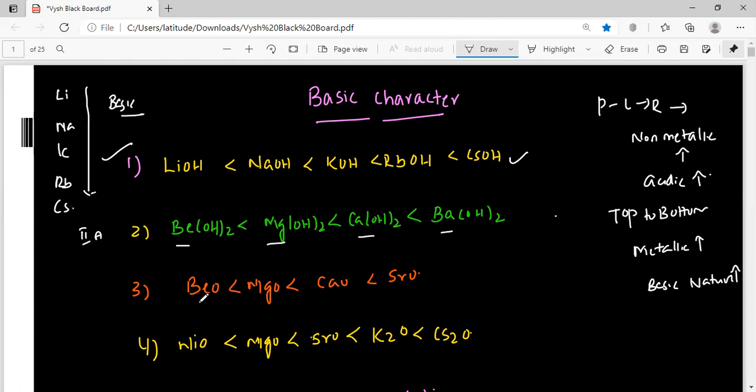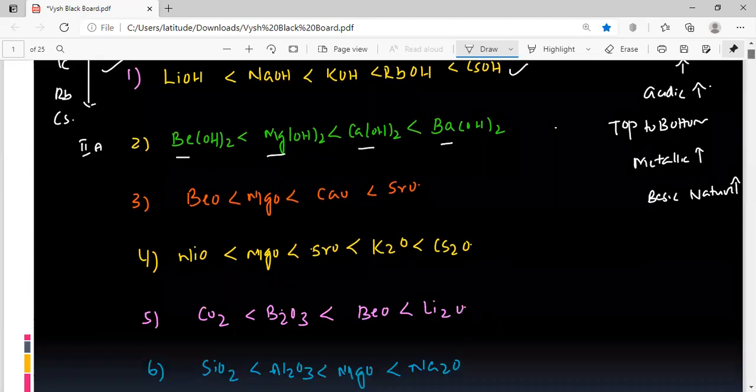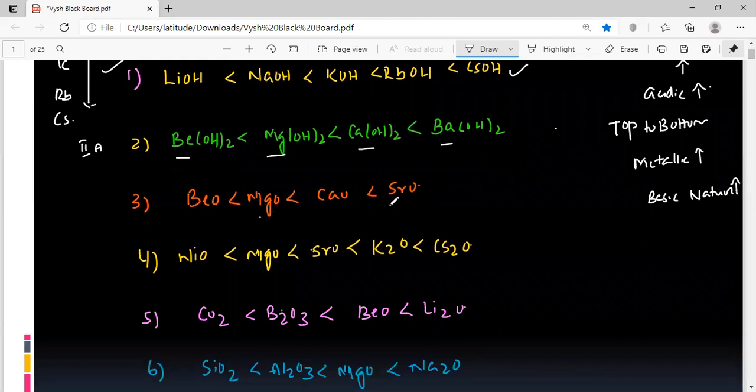And look at the third case: beryllium oxide, magnesium oxide, calcium oxide and strontium oxide are given. Here it is beryllium, magnesium, calcium, strontium and barium. All these are the second A group elements. So from top to bottom, metallic nature increases as the basic nature increases here. So this is the order here.